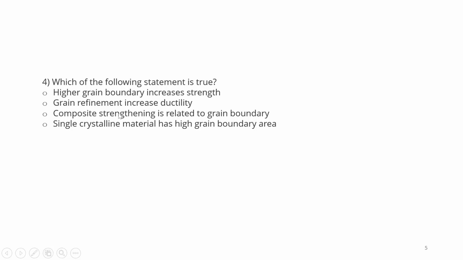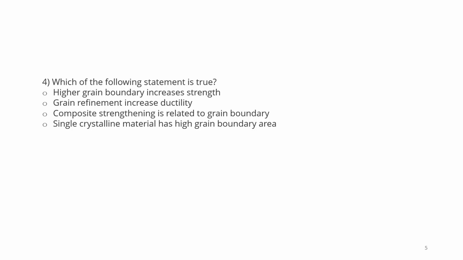Then you have composite strengthening is related to grain boundary. So this is also false, because grain refinement or grain boundary strengthening is what is related to the grain boundary. Then grain refinement increases ductility. So this is also a false statement, because it doesn't improve the ductility, but it decreases the ductility of a material.